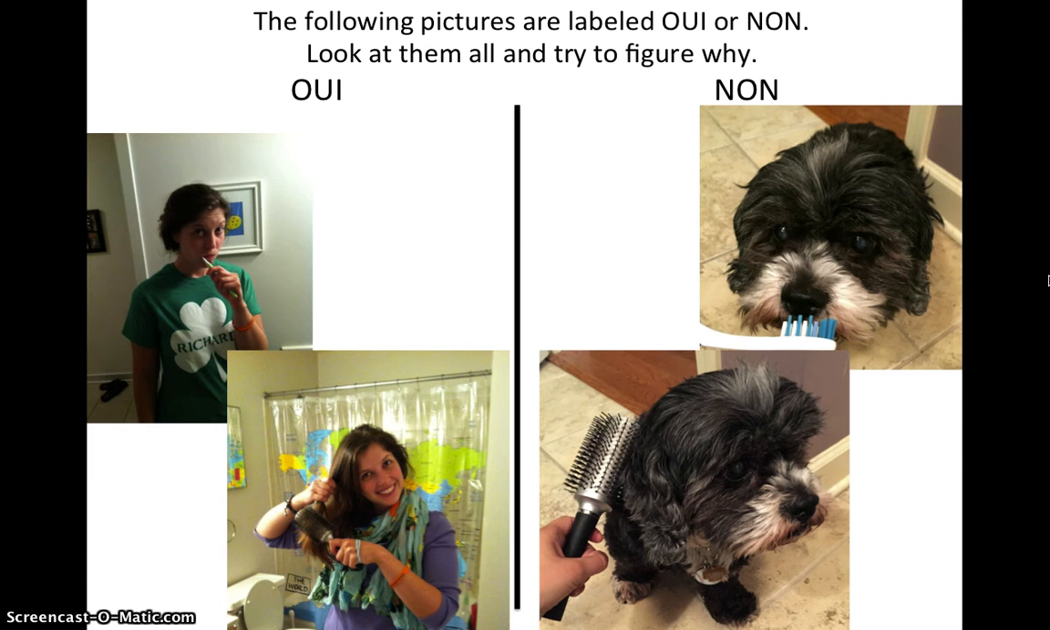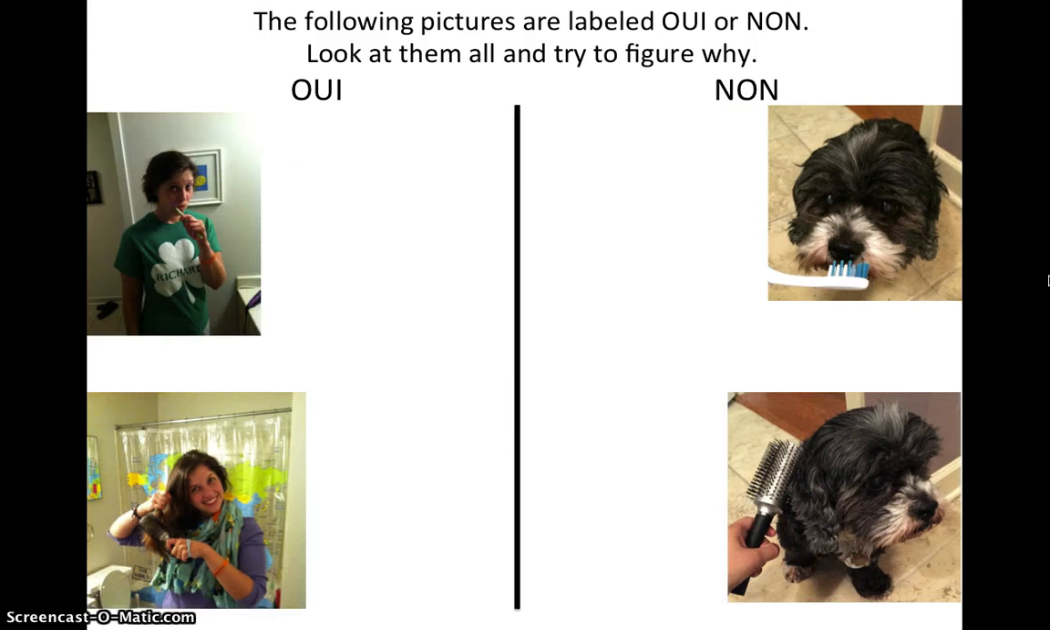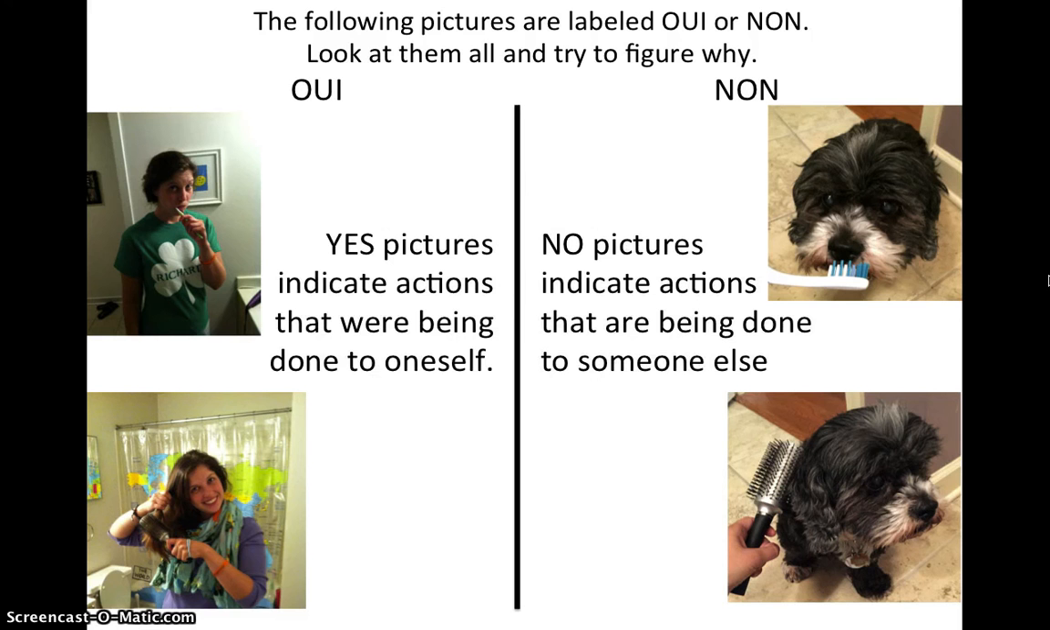Take a look at these four pictures. The two pictures on the left are labeled oui. The two pictures on the right are different and they're labeled no. What I'd like you to do is take a look at them all and try and figure out why they're separated into these two columns. Pause the video and think about it. Now let's see if you have a right and accurate guess.